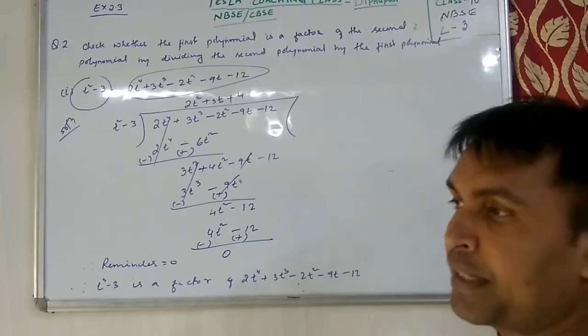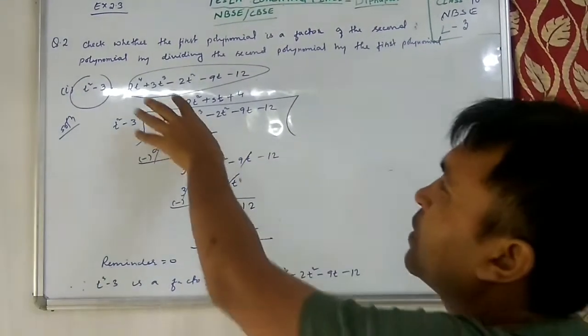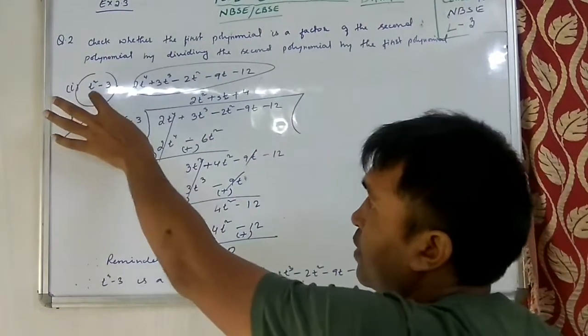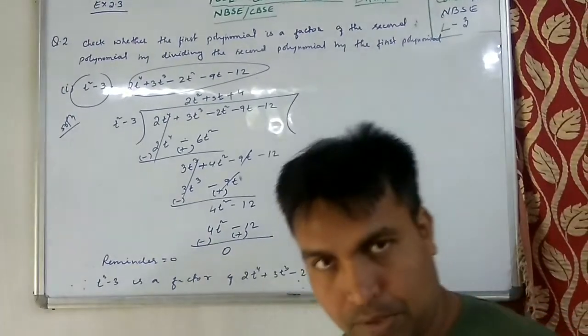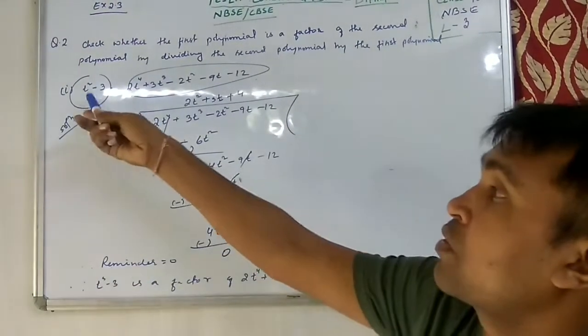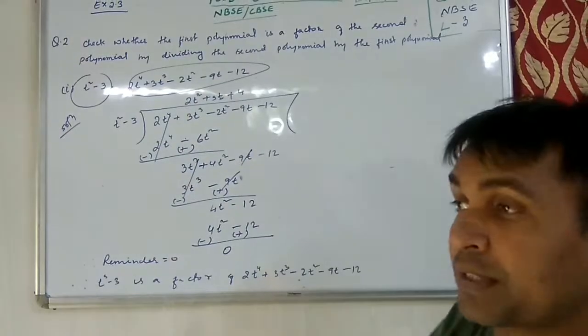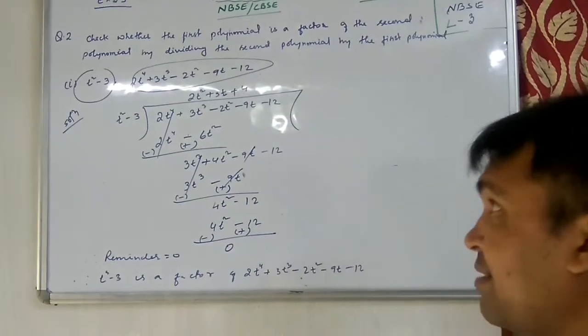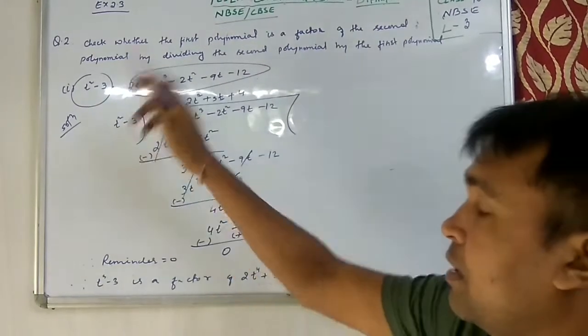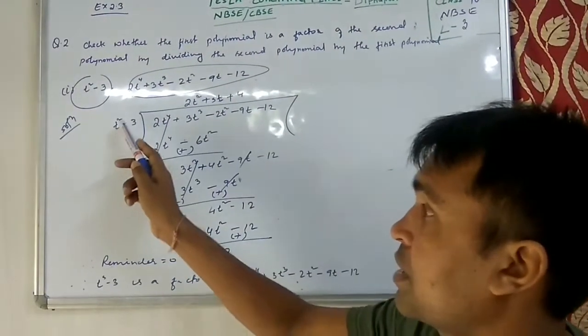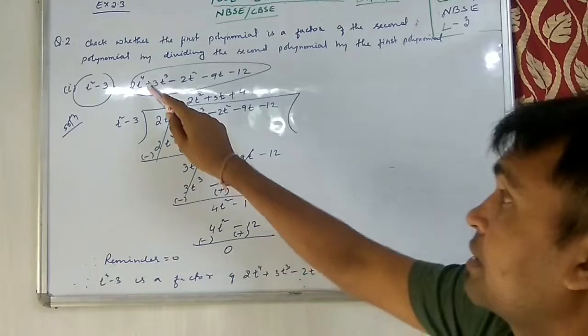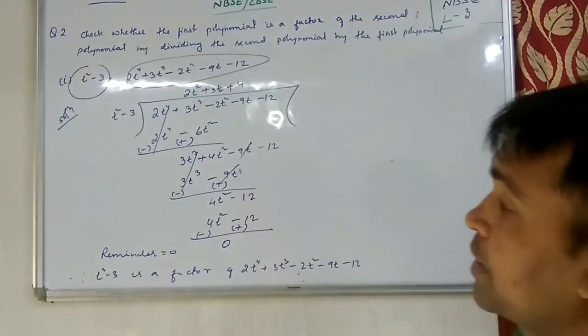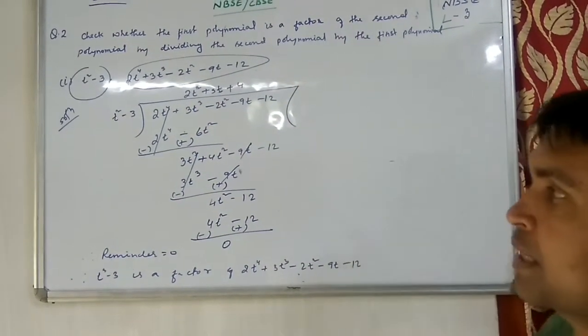So how to check it, students? See here, if we divide the second polynomial by the first polynomial, and if we get the remainder 0, that means this one is a factor of this. And if the remainder is not 0, that means it is not a factor. So we have arranged it like the previous question, t square minus 3, and the second polynomial we have written inside. Now again we have started dividing it.